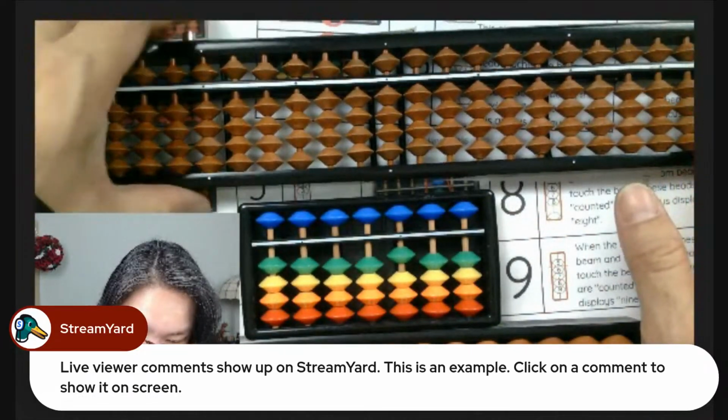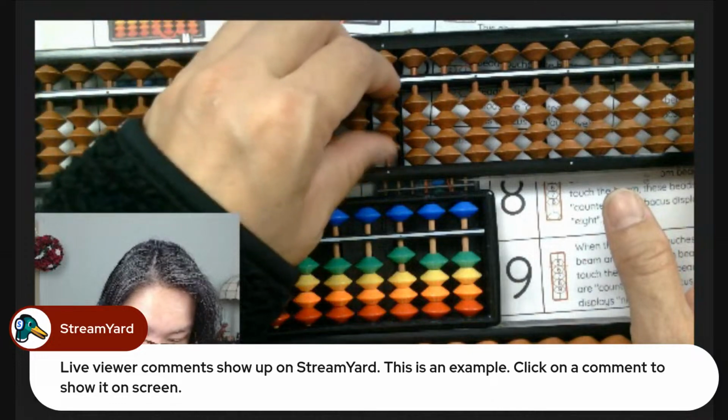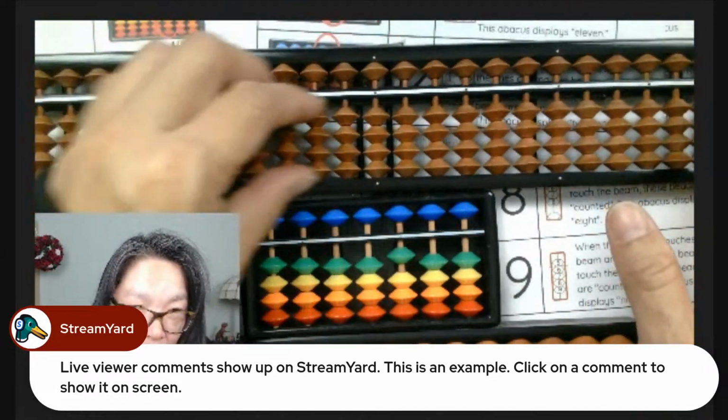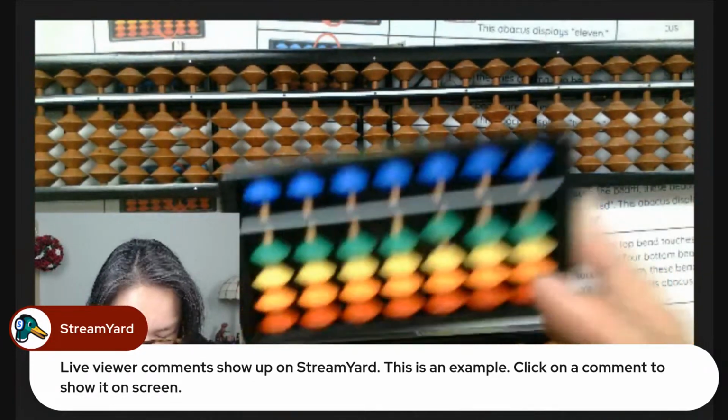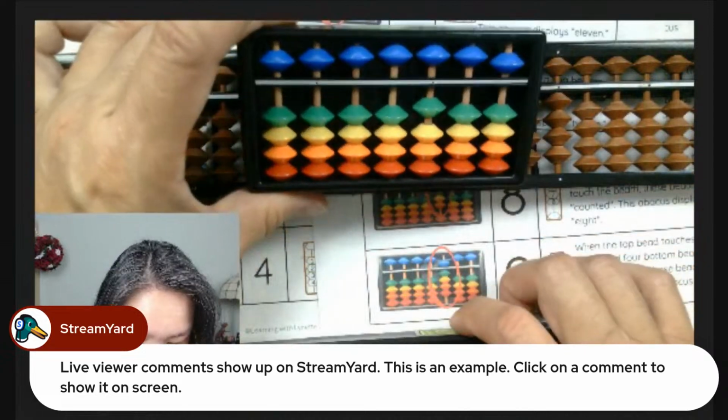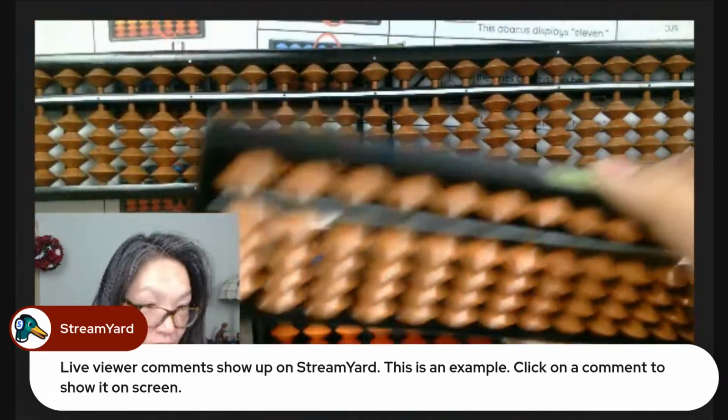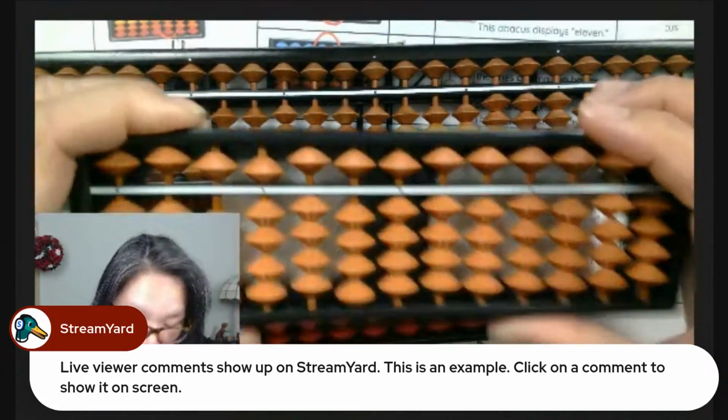Now, if you notice, this one is made out of bamboo, but I've had this for a long time. And these are all made out of plastic, and these are more recent. Anybody have any questions? Let me know.